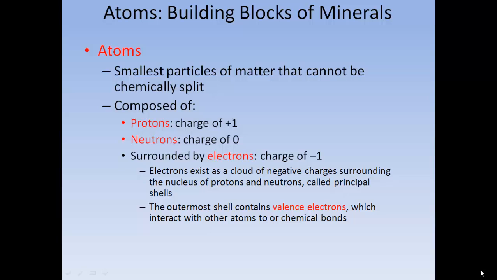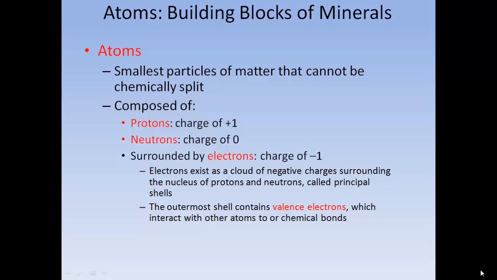Atoms are the building blocks of minerals. Now, an atom is the smallest particle of matter that cannot be chemically split. It's composed of protons, which have a positive charge, and neutrons with no charge. And these are surrounded by electrons. Each one has a -1 charge. Electrons exist as a cloud of negative charges surrounding the nucleus of protons and neutrons, called principal shells.